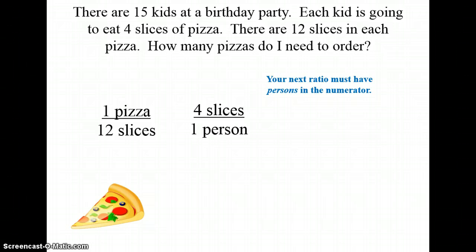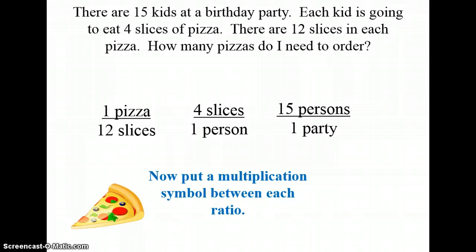So my next ratio has to have persons in the numerator so I can get rid of that. Well, I know that there are going to be 15 persons or people at my one party. Now I've got persons in the numerator and denominator, so I'll be able to cancel it out. All I need to do now is simplify. To simplify this is to multiply my numerators, then multiply my denominators, just like I multiply fractions.